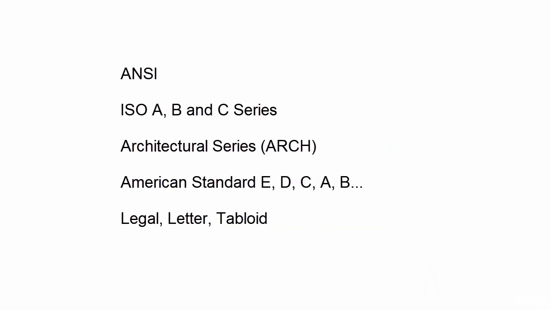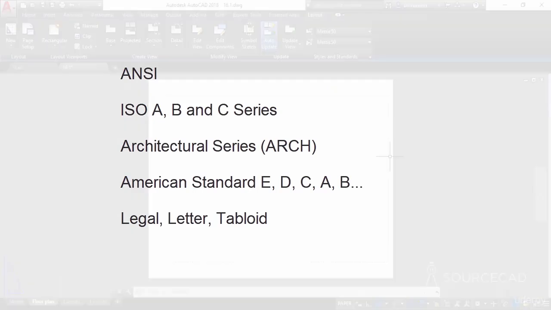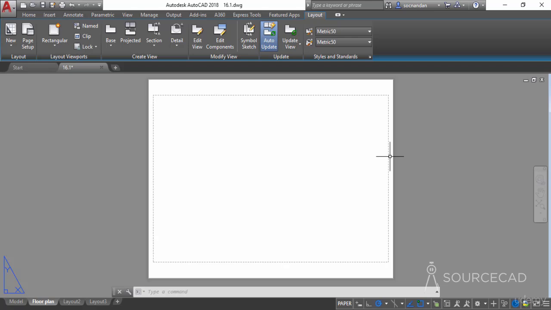There are also some other series of paper, for example the ISO B series, and lots of other conventions, and all of these paper sizes will be available with your plotter. But most popularly, the ISO A series is used, and we'll use the same ISO A series in our examples. So that was an introduction to the paper space or the layout and different paper sizes.